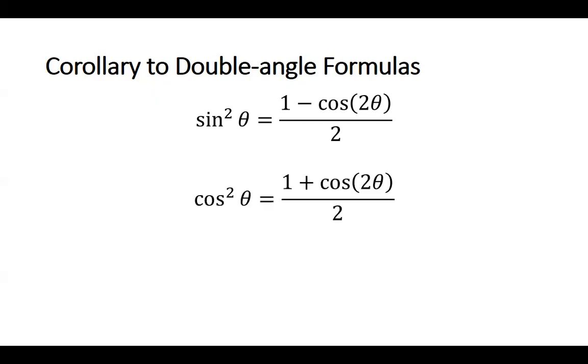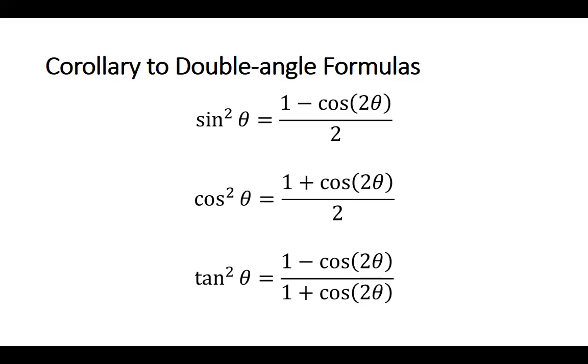Now, a corollary to double angle formulas is sine squared theta is equal to 1 minus cosine of 2 theta over 2, and cosine squared theta is equal to 1 plus cosine 2 theta over 2, and tangent squared theta is equal to 1 minus cosine 2 theta over 1 plus cosine 2 theta. And you may go, what? Where is this coming from?